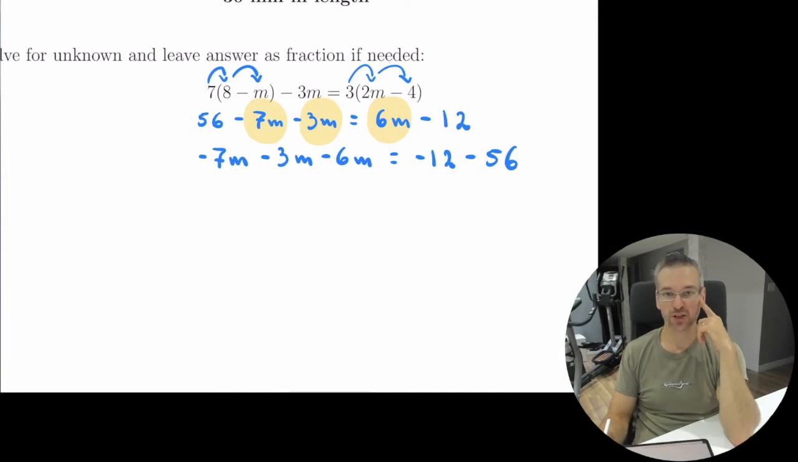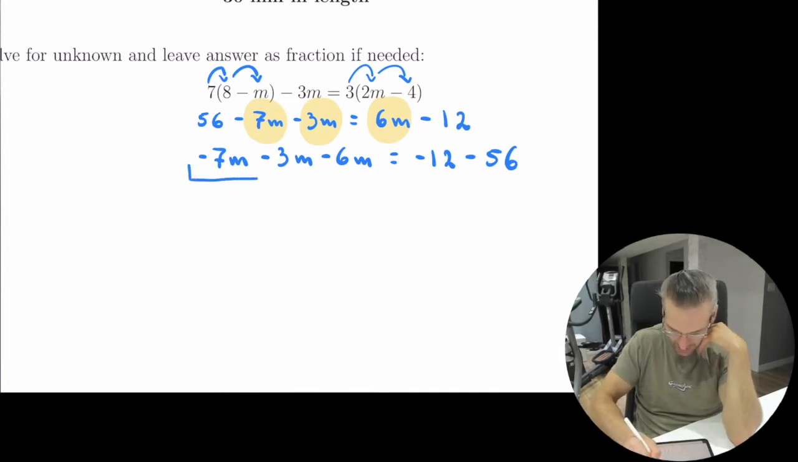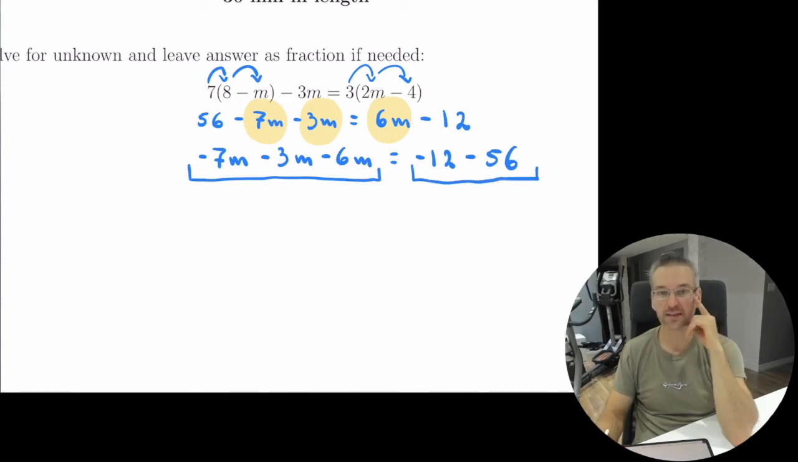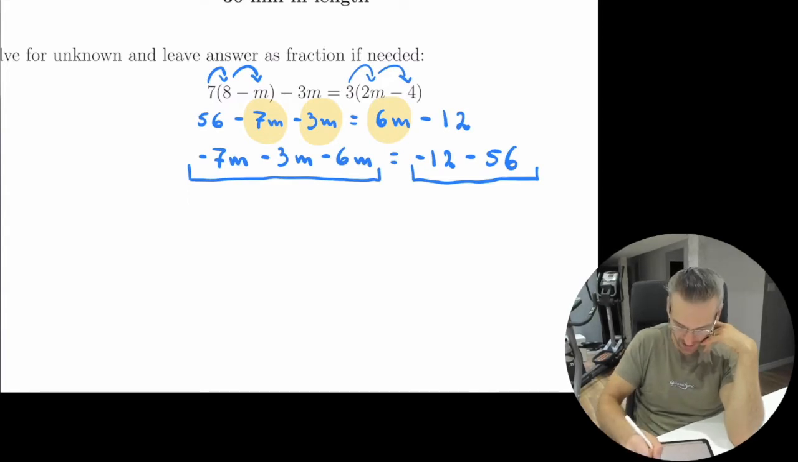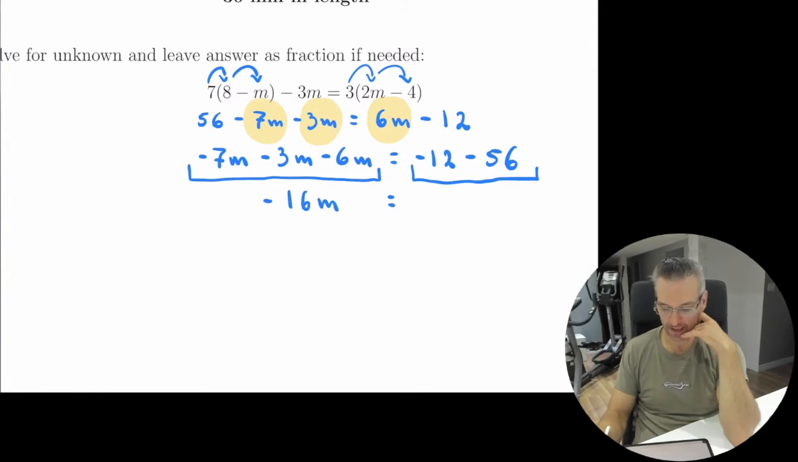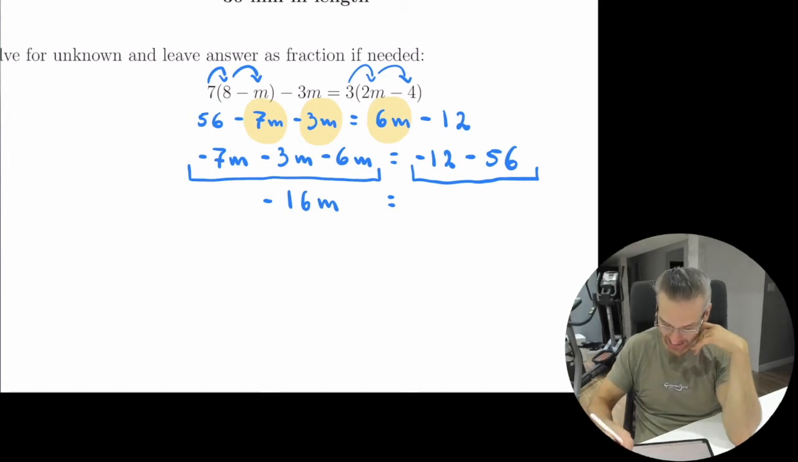So now in terms of the collection, obviously I can collect like terms right here, and I can clearly just take these two numbers and combine them into one. So I have now 7, 3, 6, notice they're all negative. So this is going to be negative 16m is equal to, now negative 12 and negative 56. So that will be, what, 66, 68, so negative 68.